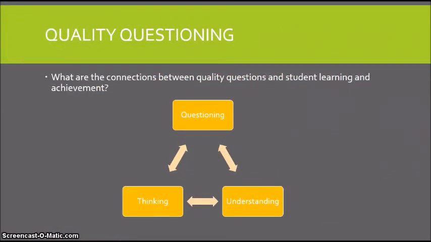So why quality questioning? What are the connections between quality questions and student learning and achievement? Well, these three processes, questioning, understanding, and thinking, interact in a dynamic fashion to advance student learning, performance, and achievement. They are the action verbs that create the energy for student work, the fuel for learning. So questioning has a very vital role. And by focusing on some of the research and what we can do in the classroom, we can improve student learning and achievement.